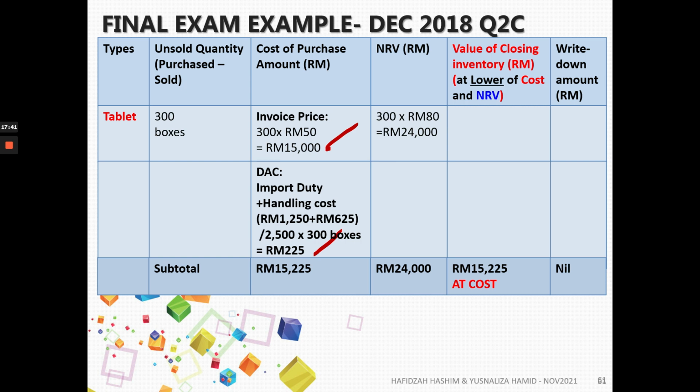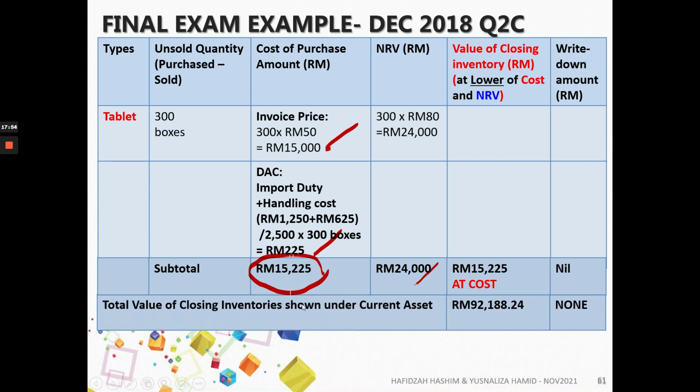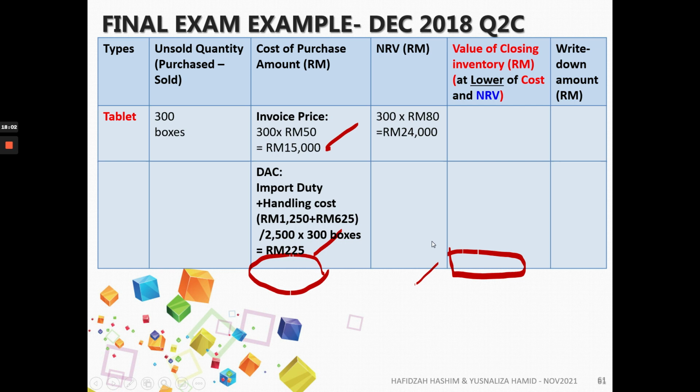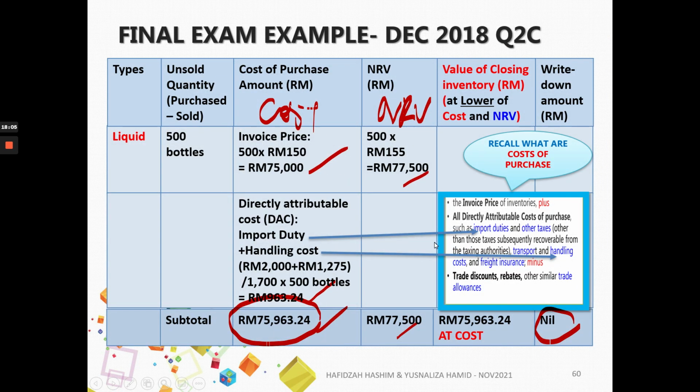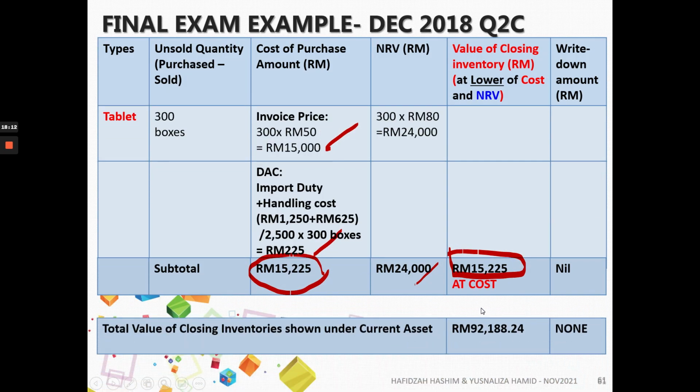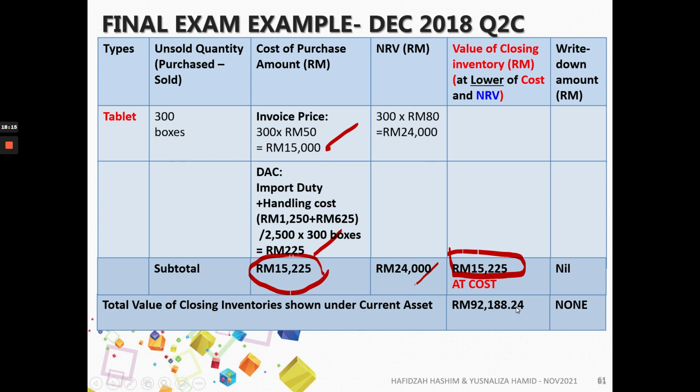And then the NRV is still at 24,000. So again, it is measured based on costs. So the value of closing inventory is based on costs. There are no write down. So as an answer, the total closing inventory will be this, plus the one that you have in the previous slide, that is this. So if you total them together, you will get the figure 92,188.24, and there is no write down at all.